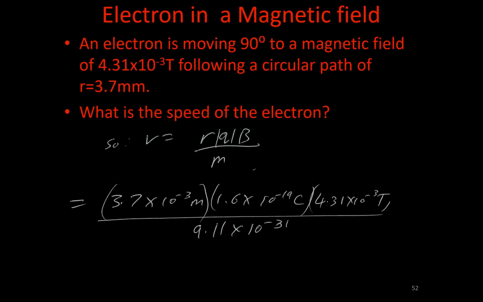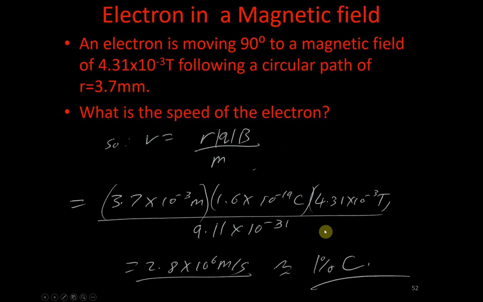Substitute in 3.7 times 10 to the minus 3, 1.6 times 10 to the minus 19, 4.3 times 10 to the minus 3 over 9.1 times 10 to the negative 31 gives us 2.8 times 10 to the 6 meters per second, or about 1% of the speed of light. So I've given you a lot of background there, and I really want you to sort of hit on the things that I've discussed in terms of examples.